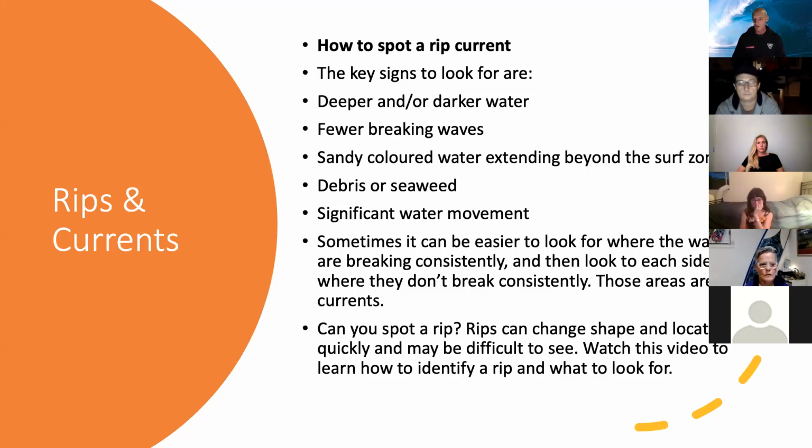So yeah, sometimes it will be easier to look for rips where the waves are breaking consistently, and then look to each side of the rip, the breaking waves, and just see how that water flow is going out. It's like looking at your perfect peak and seeing how that outflow, the water will go out like a curly moustache out the side of the face. That'll help you identify things as well.